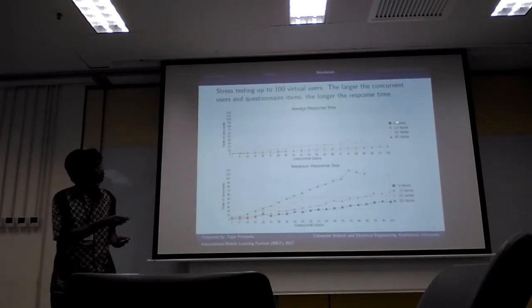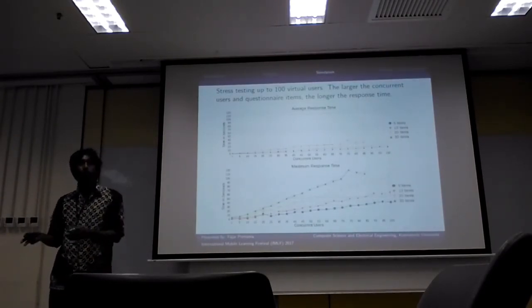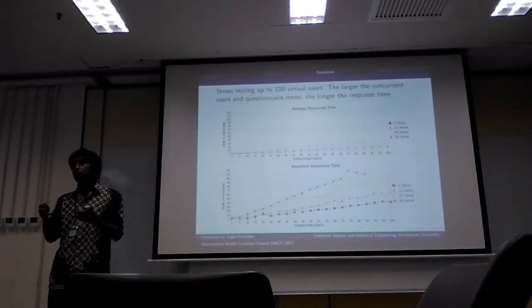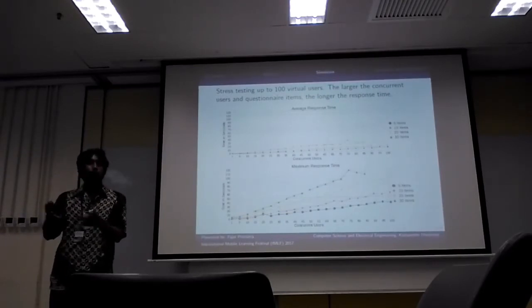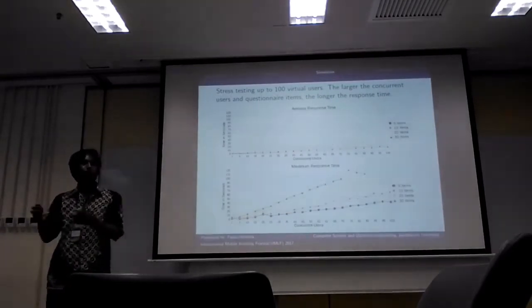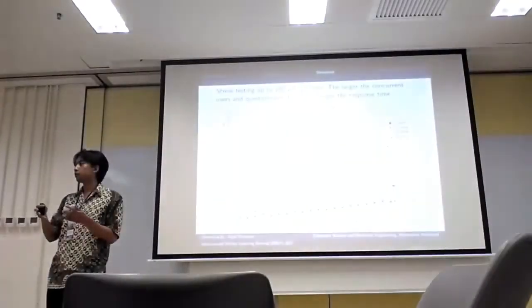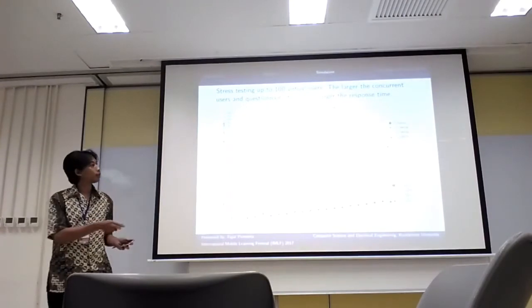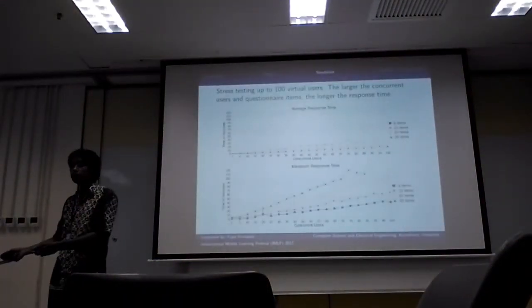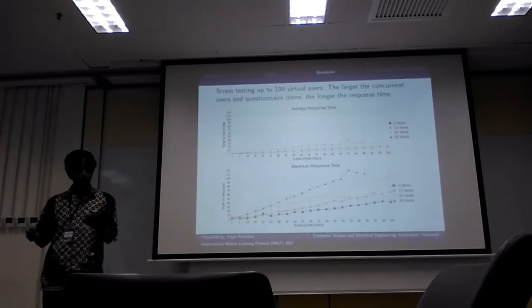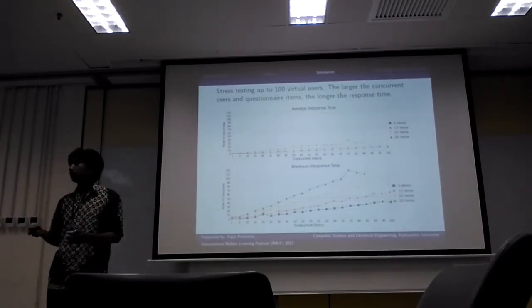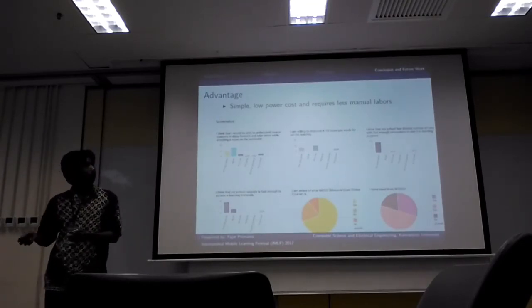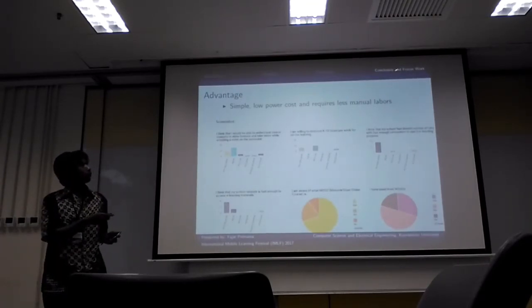And so why does the number of items influence the average response time? Because when the user retrieves the questionnaire, the more data are transmitted, and the server and the participants need to return a response. So the more the items, the more the response it will give. So in other words, more data transmitted. And that is the end of the discussion session. So I'd like to go to the conclusion and future work.